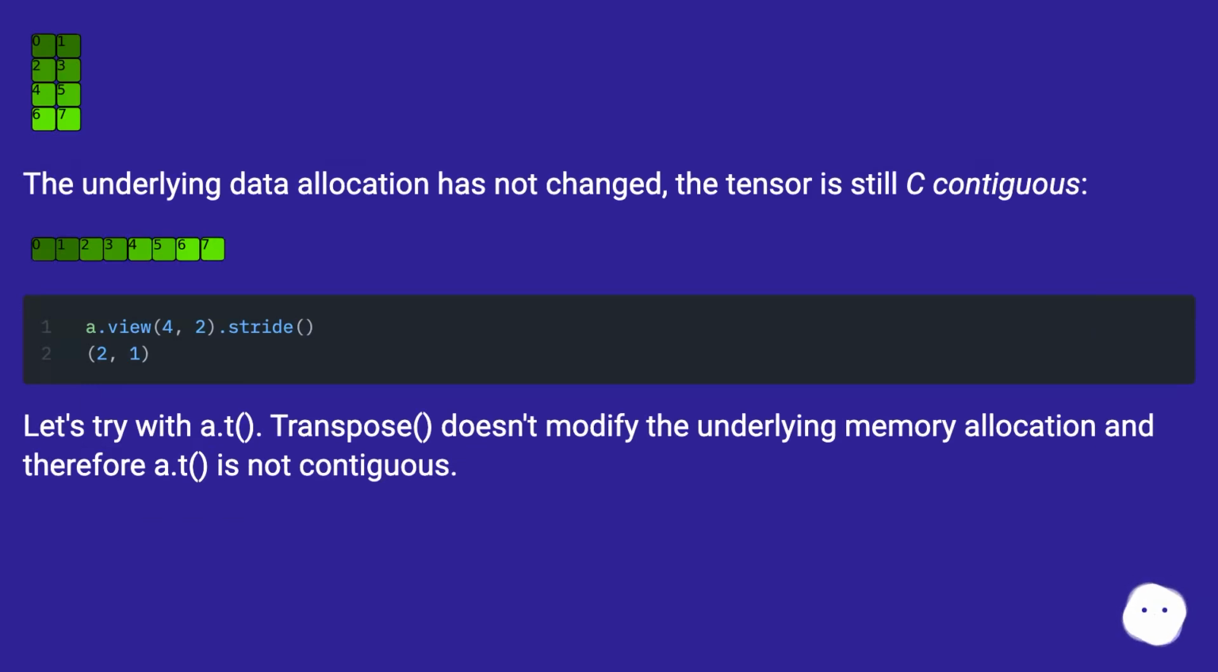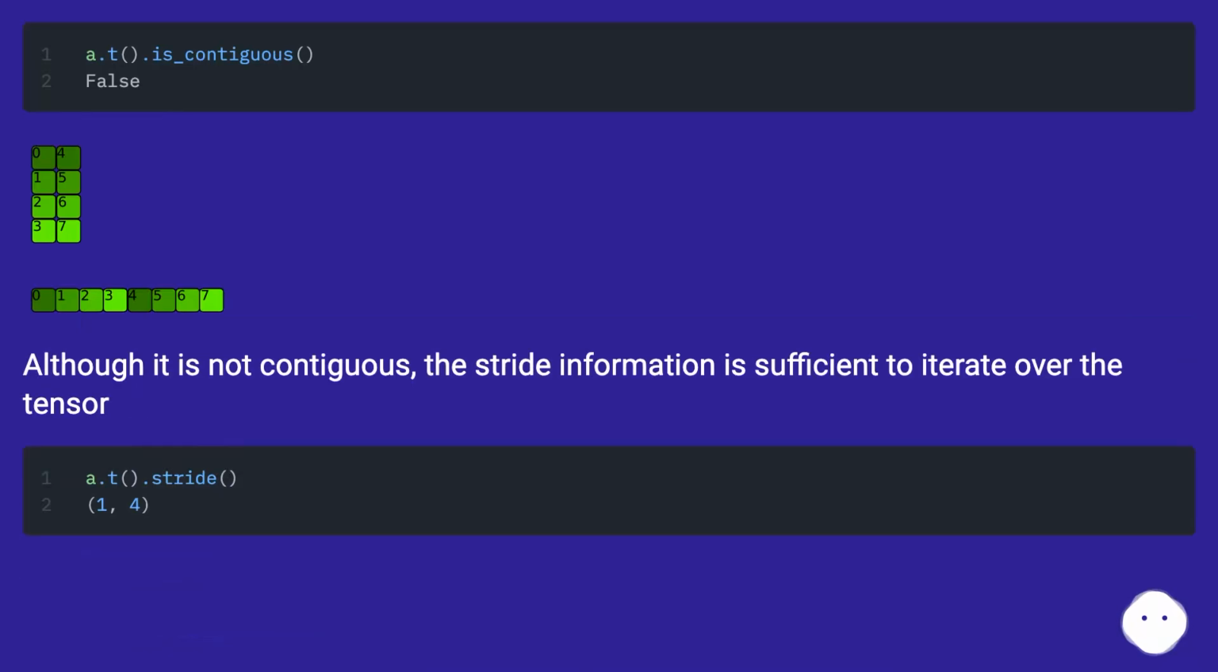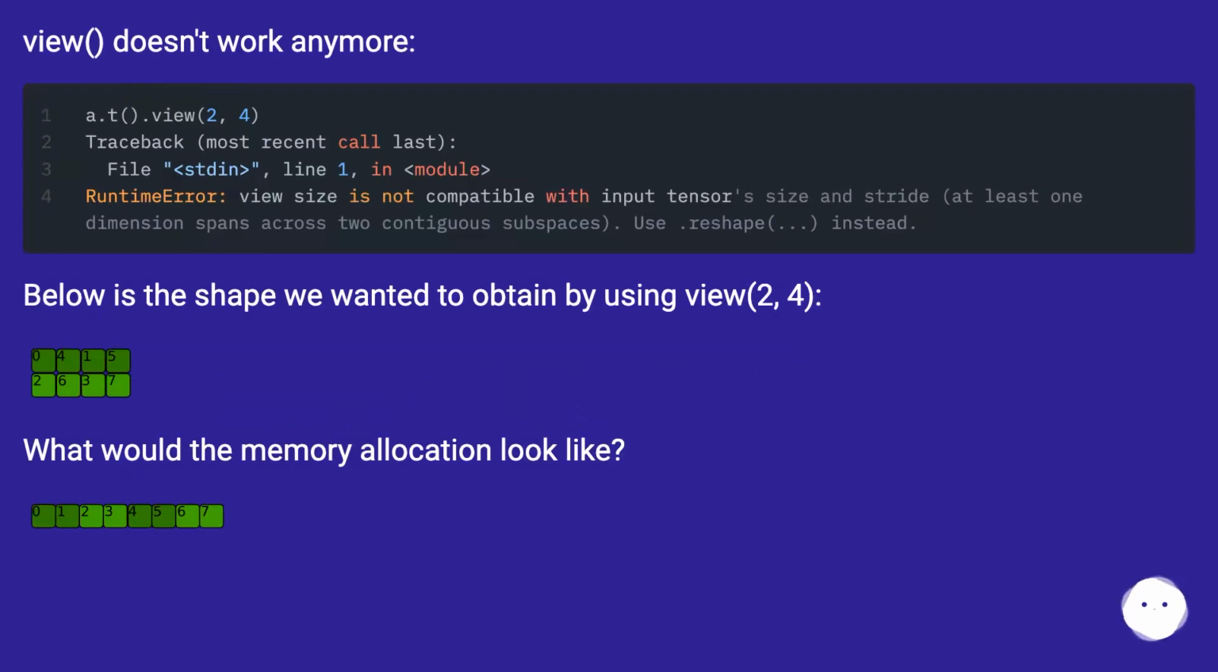Let's try with A.T. Transpose doesn't modify the underlying memory allocation, and therefore A.T is not contiguous. Although it is not contiguous, the stride information is sufficient to iterate over the tensor. View doesn't work anymore. Below is the shape we wanted to obtain by using view, 2, 4.